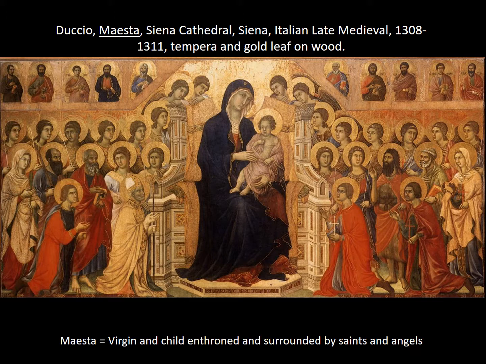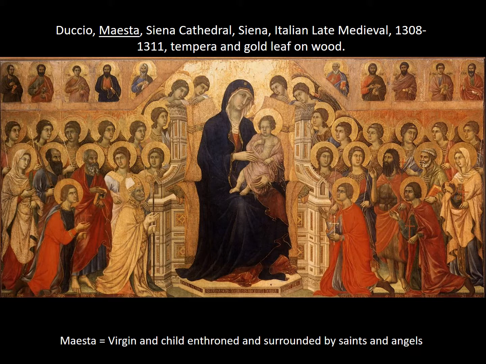We are interested in the work of Duccio. Duccio is the parallel to Giotto, if you will. They're working at the same time. They have a somewhat different style, though, as we will see. So what we're looking at here is called the Maestà. The Maestà means virgin and child enthroned and surrounded by saints and angels, but nobody calls it that. It just is known as the Maestà.